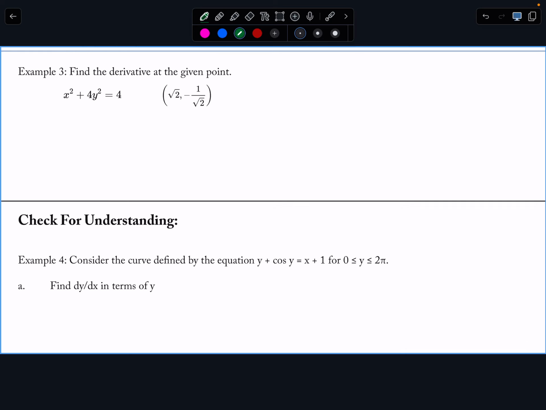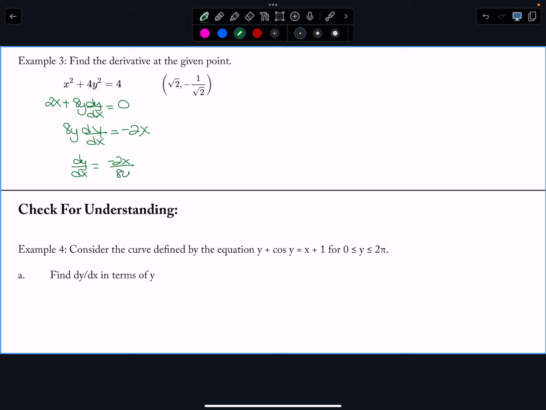So what's the derivative of x squared? Derivative of 4y squared? And derivative of 4. Okay, so now I'm going to move my 2x to the other side, make it negative. So then I get dy dx is equal to negative 2x over 8y.